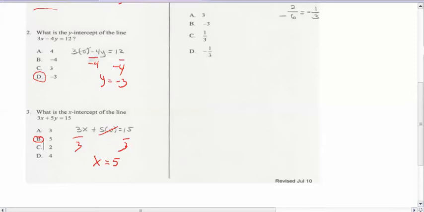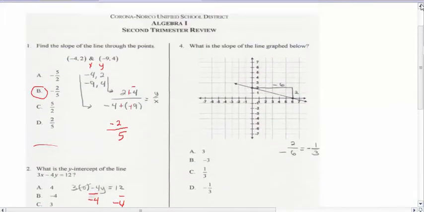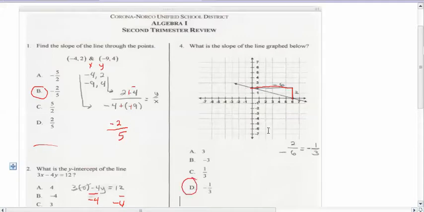Number 4, we're trying to find our slope. It's always rise over run. So again, I preloaded this a little bit. We went up 2, and then over -6. So up 2 over -6, and if I simplify that, I get -1/3. Okay, so that was 1 through 4.